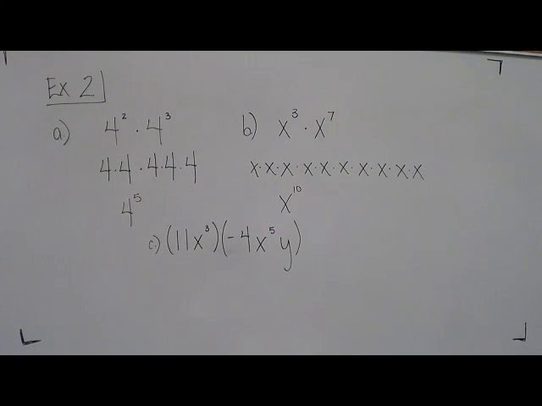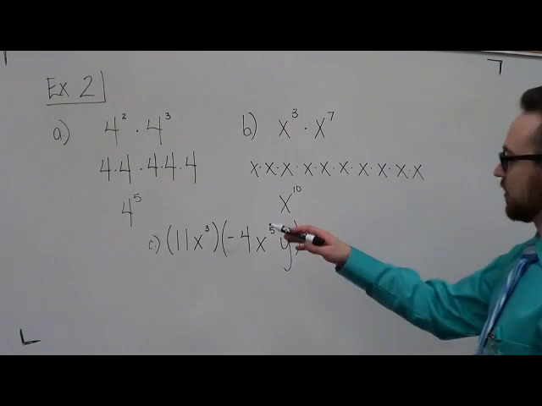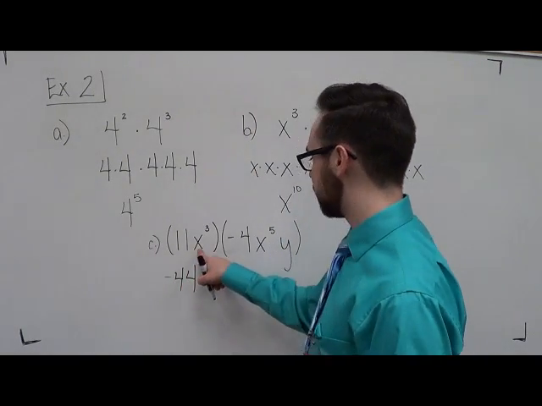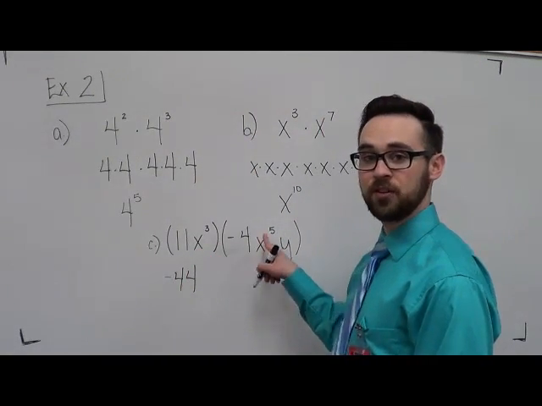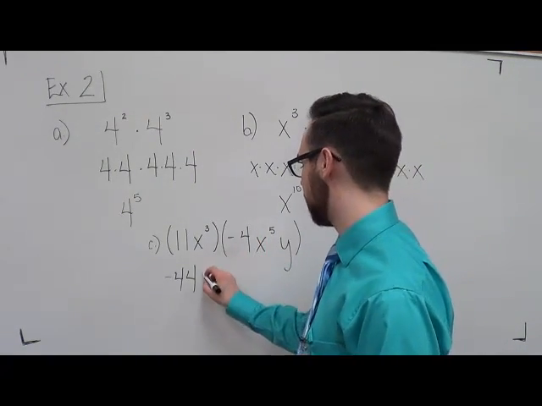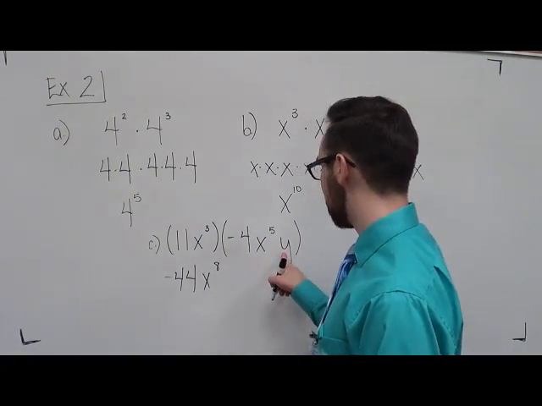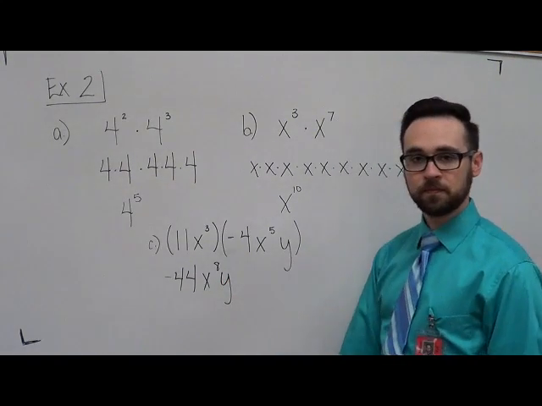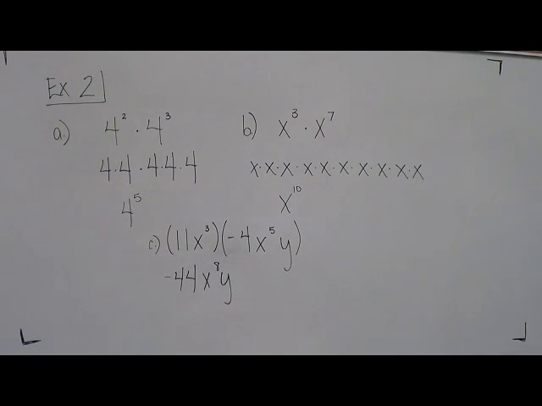We simply multiply. So when you have the numbers, they're not like bases, but we're still multiplying. So 11 times negative 4 is a negative 44. X cubed times x to the 5th, add the exponents, so we get x to the 8th. There's nothing else to multiply the y by, so it just stays as y. And that's really as hard as it's going to get, so it's not very hard.